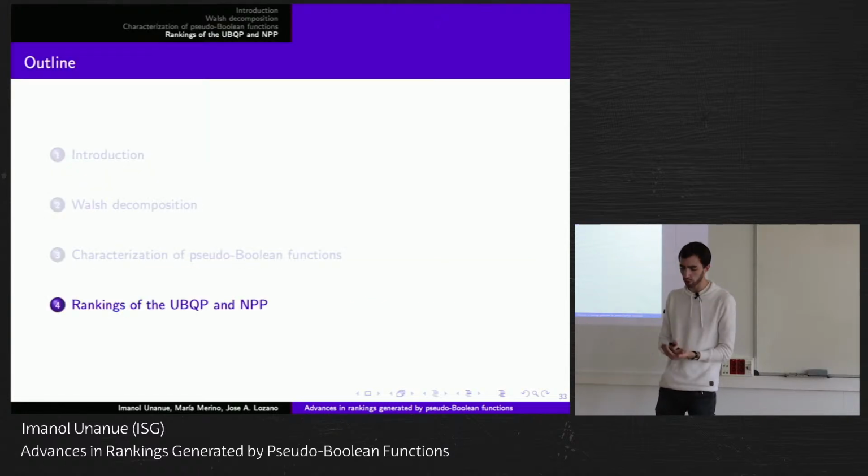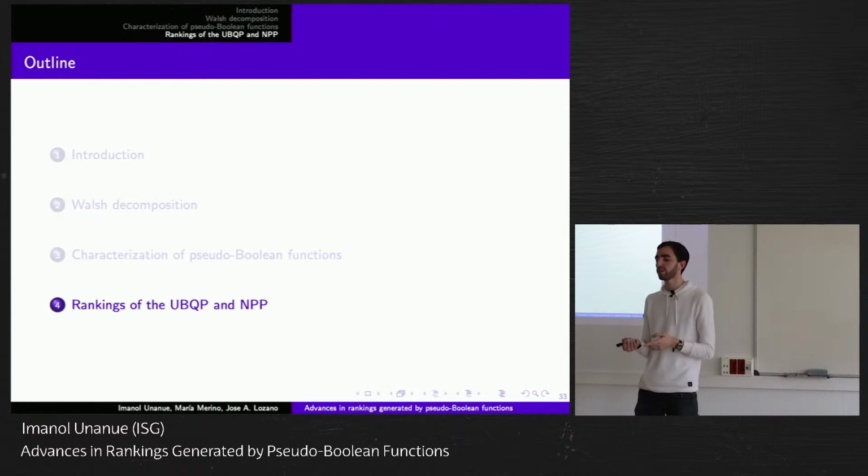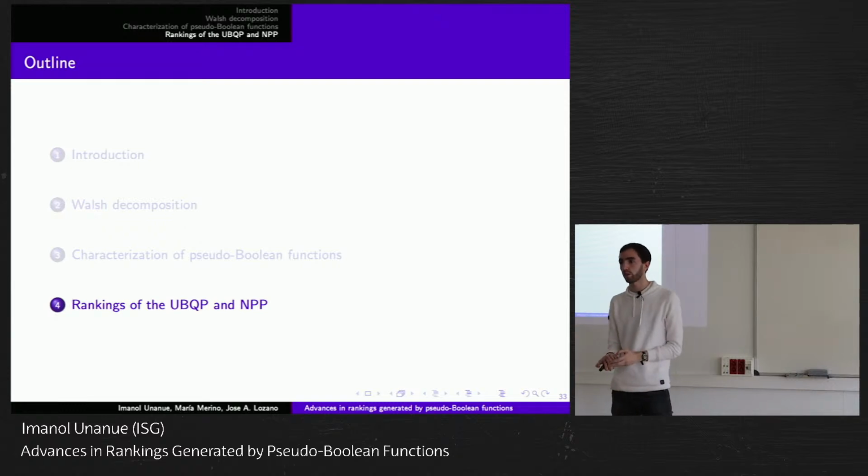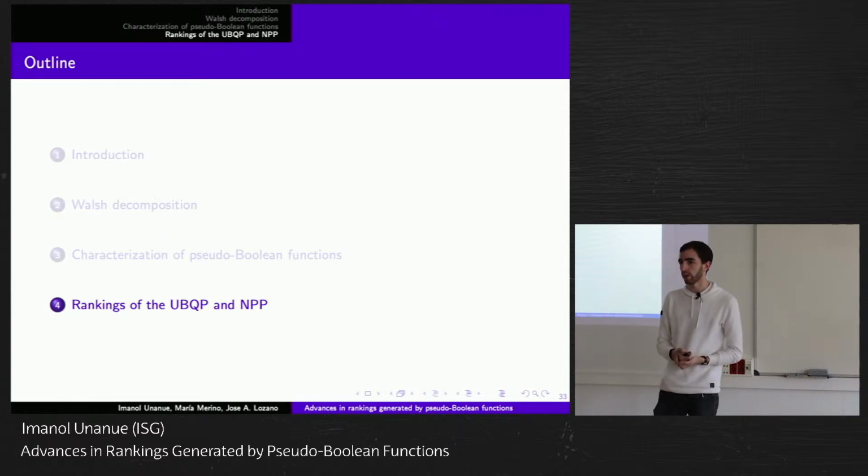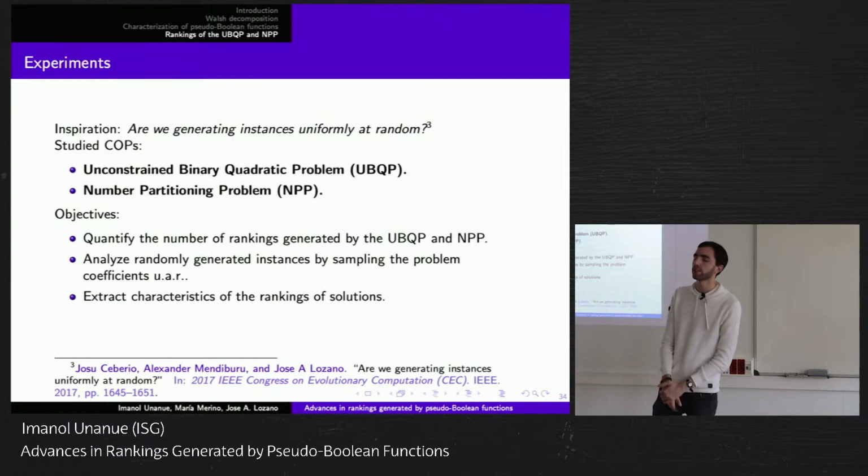So, okay, we have presented the characterization of pseudo-Boolean functions, and we observe that for pseudo-Boolean functions of degree m, the number of possible scenarios is reduced. Now we would like to check those obtained results with the particular binary-based combinatorial optimization problems that we have presented before. So we will check which are the rankings generated by the unconstrained binary quadratic problem and the number partitioning problem.